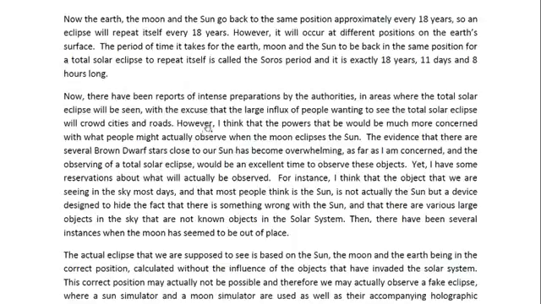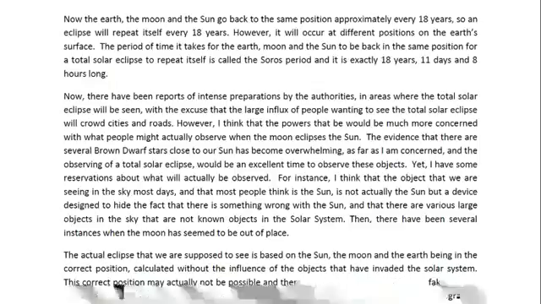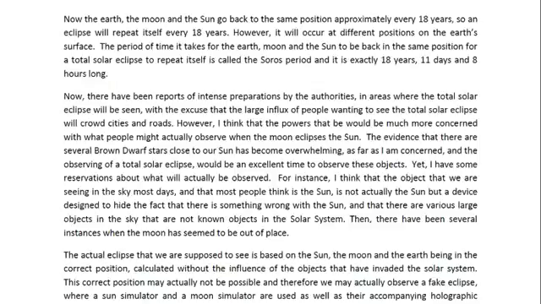Now, there have been reports of intense preparations by the authorities in areas where the total solar eclipse will be seen. So this is basically in the United States and the cities where this total solar eclipse will pass through. And the excuse that's been given is that there will be a large influx of people wanting to see the total solar eclipse. However, I actually think that the powers that be would be much more concerned with what people might actually observe at this time, because large numbers of people would be looking at the sky.